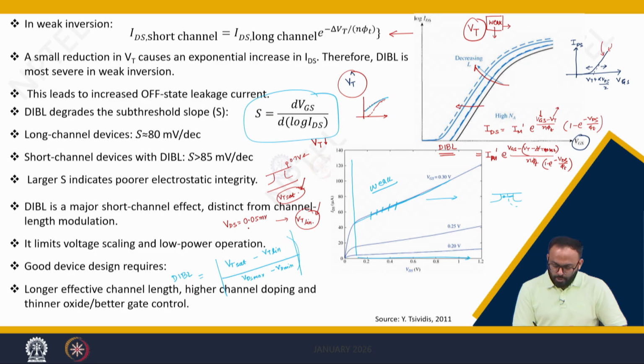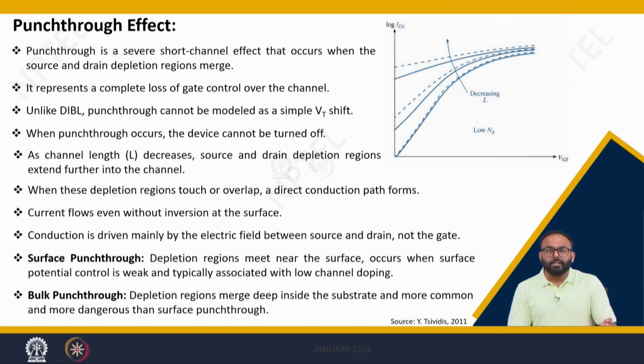In general we are assuming that this is very, very small, and hence you divide by the change in the drain voltage. So, this will give you DIBL. In general the unit of DIBL is what? Millivolt per volt, correct. We will see another short channel effect, that is called the punch through effect.